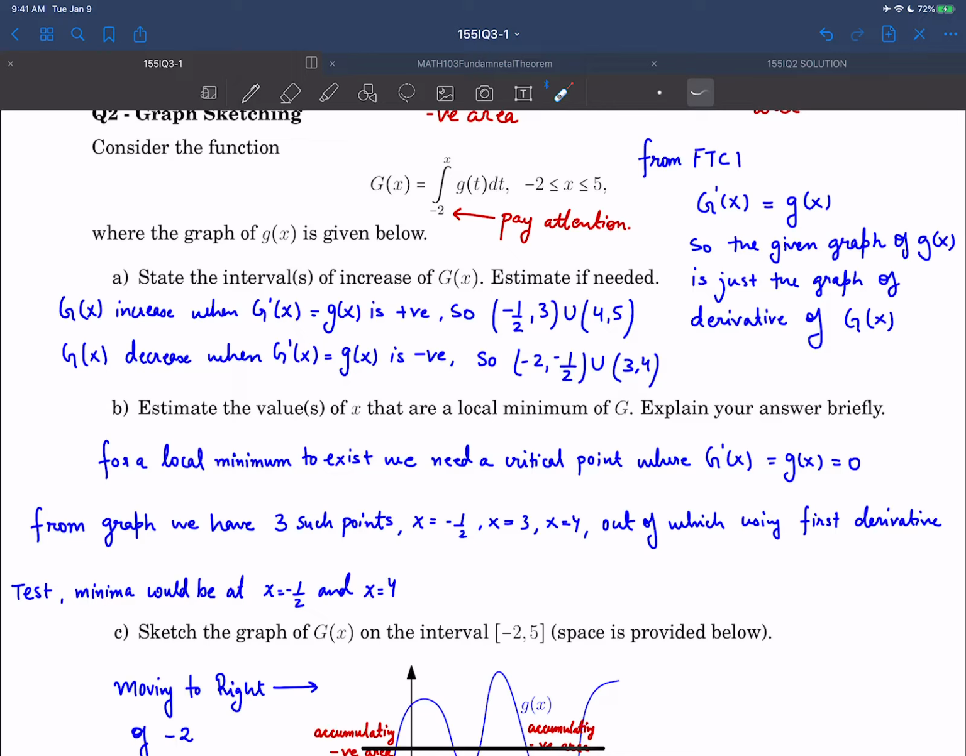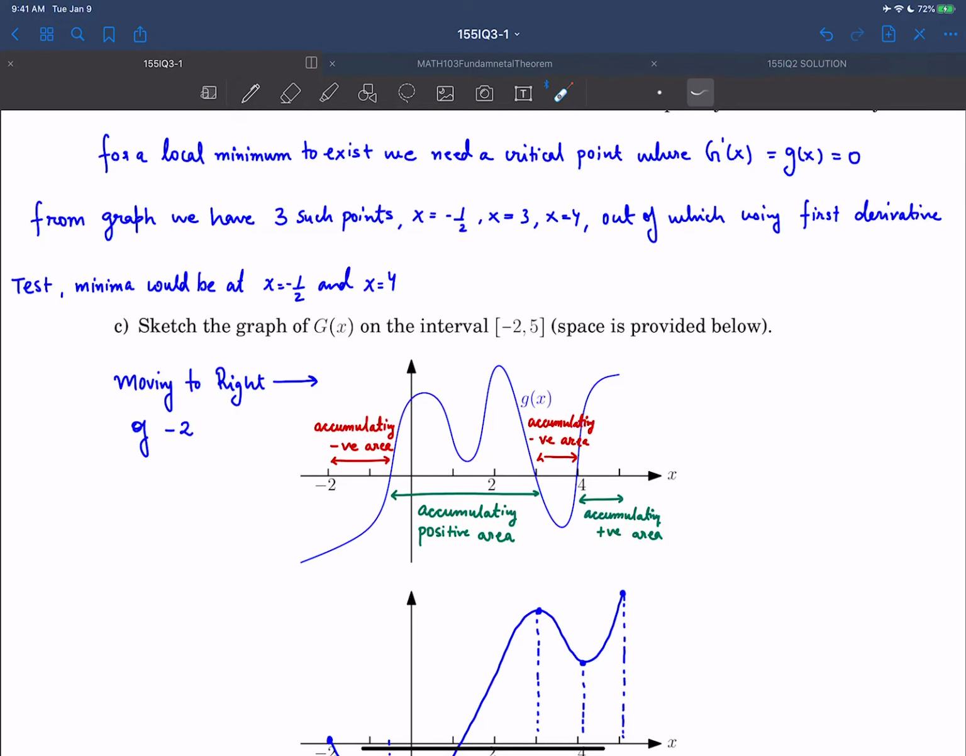The definition of a critical point, first of all, is the point where the derivative is 0. So a critical point of G could be easily figured out by finding the points where the derivative of capital G is 0, which means we're just looking for the points where small g, hence the derivative of capital G, is 0. So for the local minimum to exist, we've got to find the critical point first.